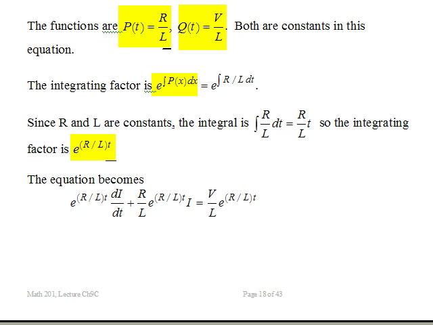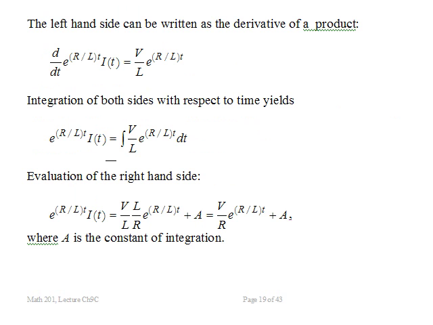I multiply both sides of the equation by that factor. So here it's times the first term, times the second term, and times the third term. I know there are a lot of steps here, but after you do it a couple times, it's really not that hard. So the left-hand side gets written as the derivative of a product. That's what happens to the left-hand side, and my right-hand side I just leave alone as it is.